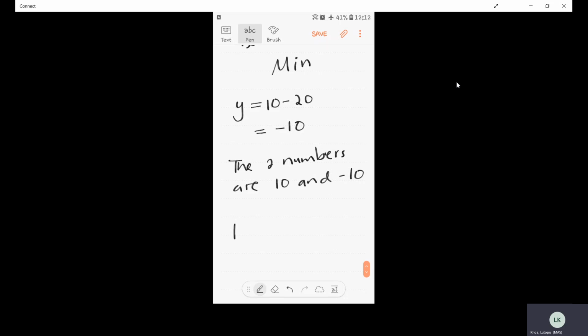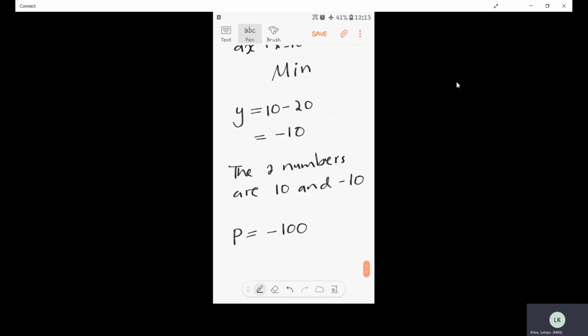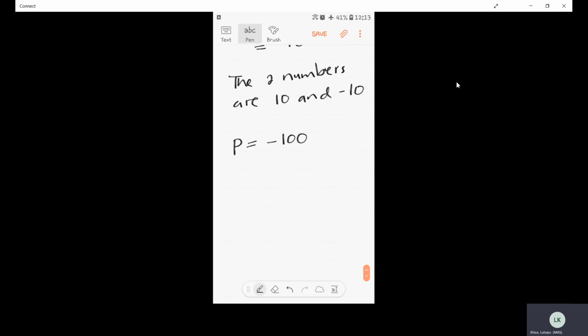So you can work out the product. This is equal to minus 100, and you can try it with any two other numbers whose difference is 20. You will see that the product is bigger than minus 100. So minus 100 is the smallest product you can get from numbers whose difference is 20. And then the last one, number 5.